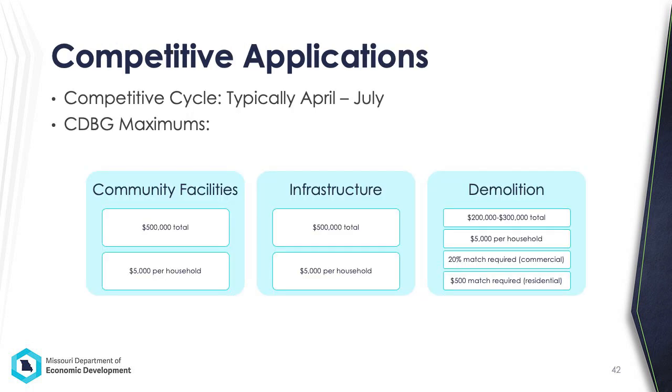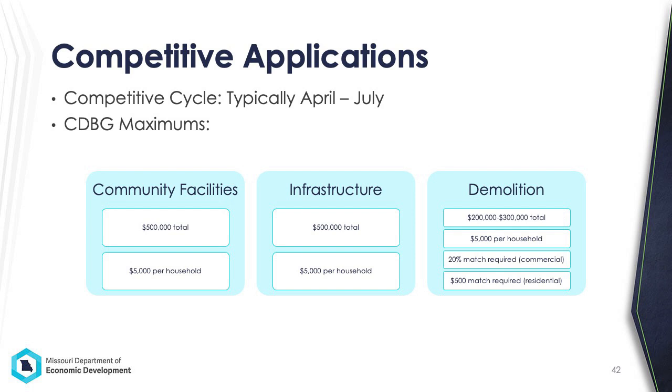The competitive cycle typically runs from April through July of each year. Under the community facilities category, we help communities construct and rehabilitate facilities that will serve a large portion of the public with a variety of services. Communities can utilize this program to construct community centers, senior centers, rural health clinics, daycare centers, and 911 centers. Eligible facilities must be owned by a local government or nonprofit agency. Keep in mind that we can't fund improvements to city halls or county courthouses. The CDBG funded construction budget cannot exceed $500,000 per household or $5,000 per household benefiting.